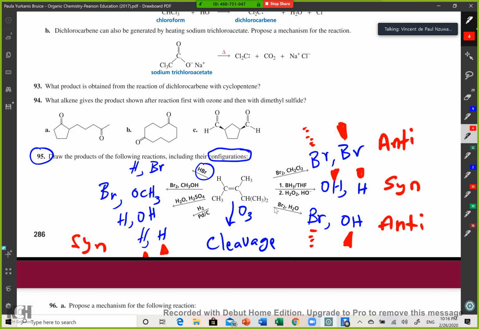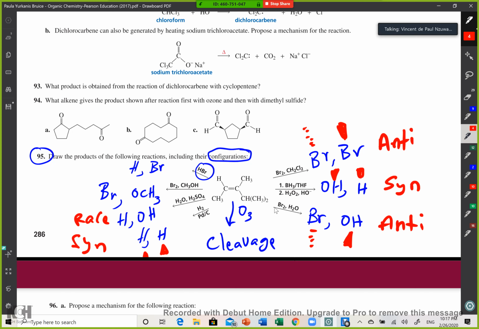The acid-catalyzed reaction is racemic. So it means the stereochemistry doesn't really matter because it will form both the R and S. I will call that racemic, and it's racemic because it goes through the formation of a carbocation. So every reaction that goes through the formation of a carbocation will most likely end up being racemic.